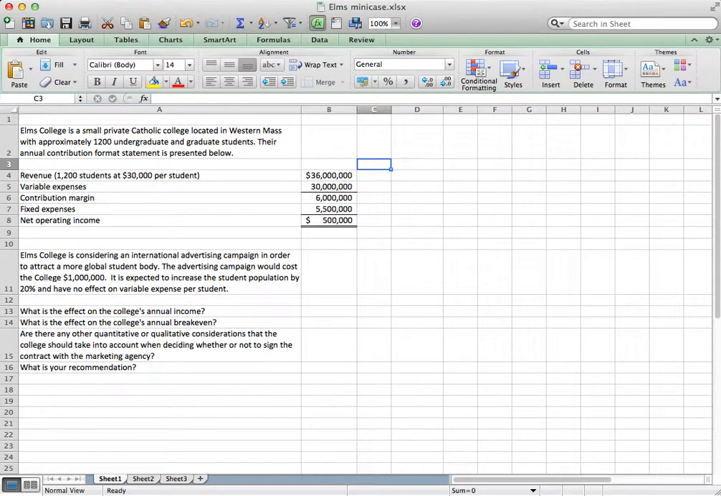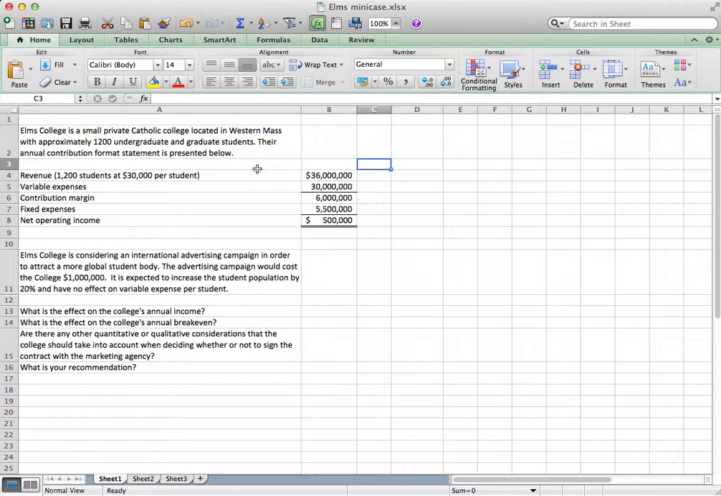So I thought a good way to demonstrate Chapter 3 was to actually do a little mini case. So I used Elms College to come up with an example. You can see in this example, Elms College has approximately 1,200 undergraduate and graduate students. Below, you'll see that we've formatted this in a contribution formatted statement. That just means that we start with revenues, take out all variable expenses, and come down to contribution margin.